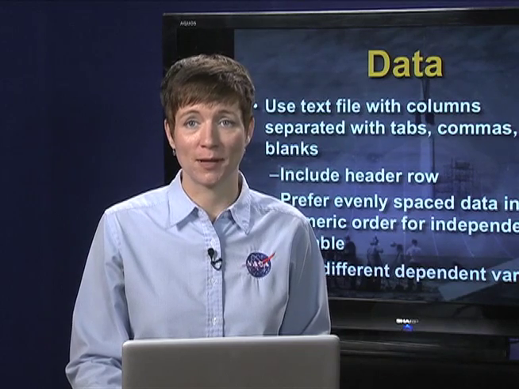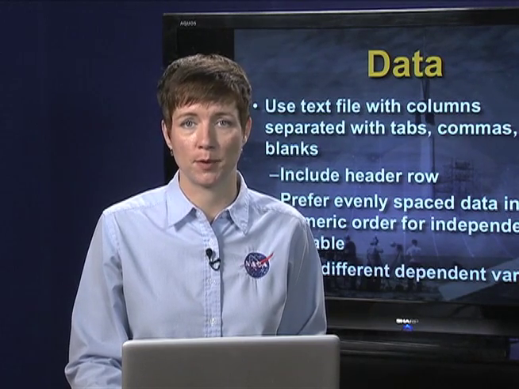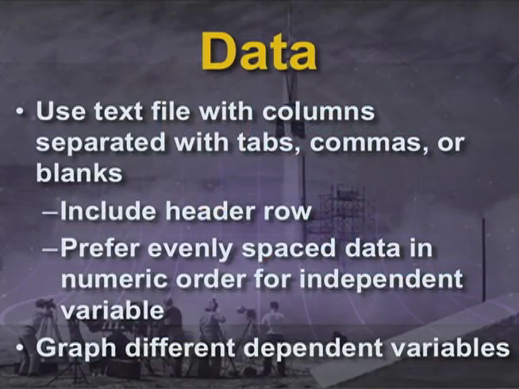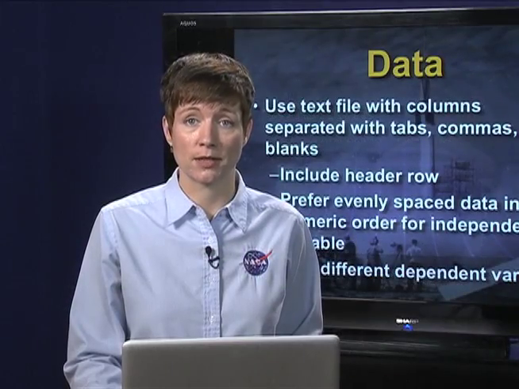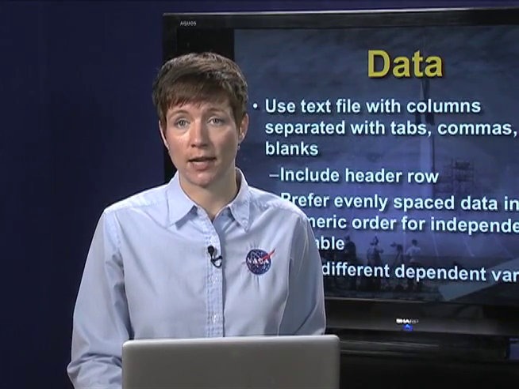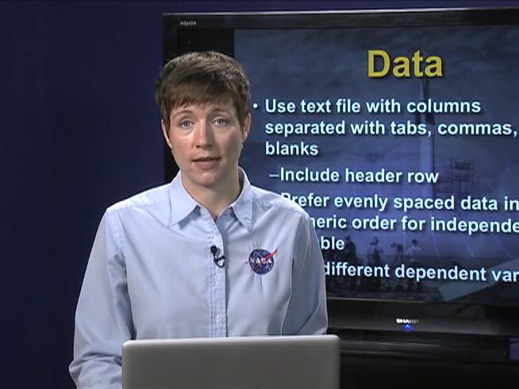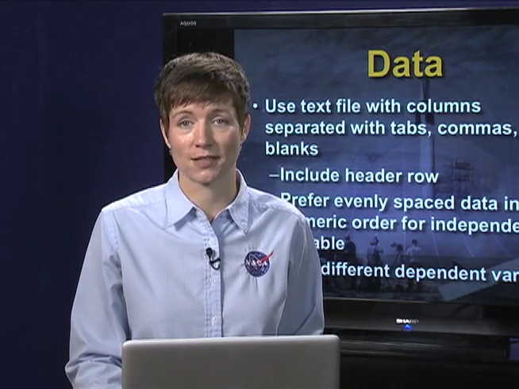The Data tab allows you to select your own data table for input. You should include a header row to describe each column, and columns should be separated with tabs, commas, or blanks. Also remember that the first column of your data should be in numeric order and evenly spaced. The first column is the independent variable. Subsequent columns are dependent variables and can each be graphed together or individually. This tab also outputs both a graph and text description. Let's see how it works.